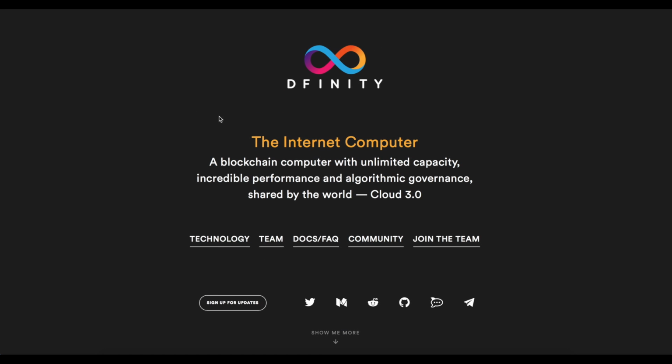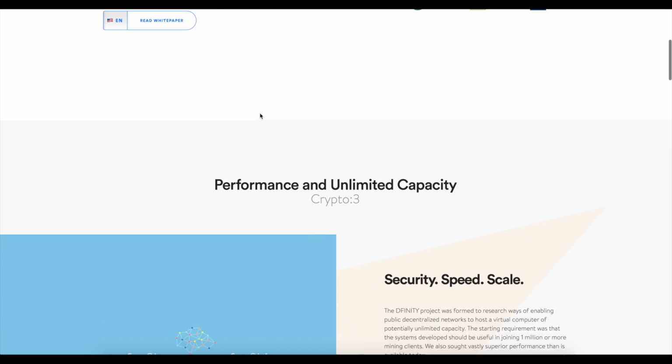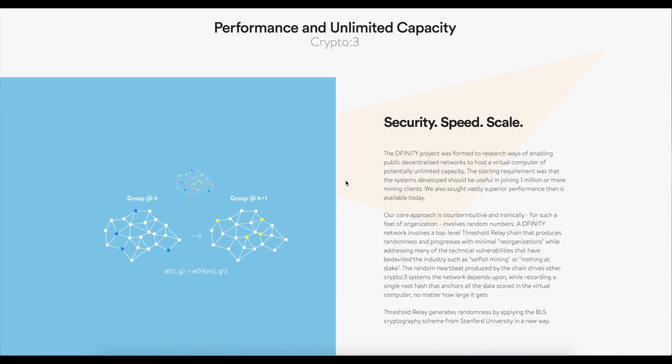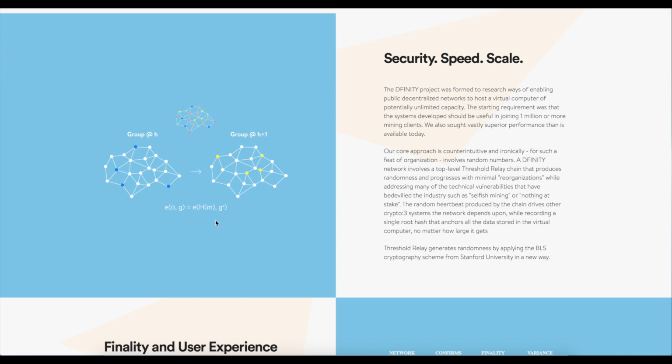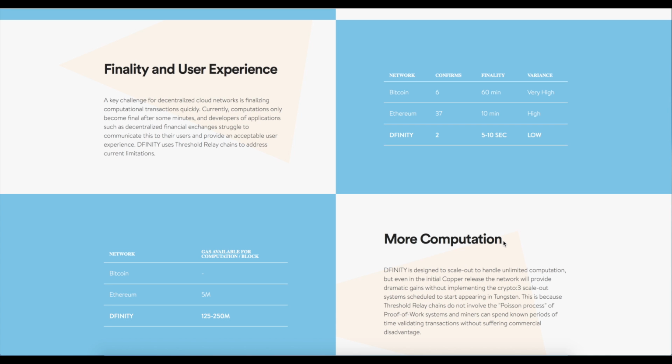So let us now see the technology. What is Dfinity? Performance and unlimited capacity. They call themselves Crypto 3. What they are trying to do is connect different public decentralized blockchains to host a virtual computer of potentially unlimited capacity, and that will be connected with a top level threshold relay chain. This threshold relay generates randomness by applying the BLS cryptography scheme from Stanford University. Crypto 3 records a single root hash that anchors all the data stored in the virtual computer no matter how large it gets.